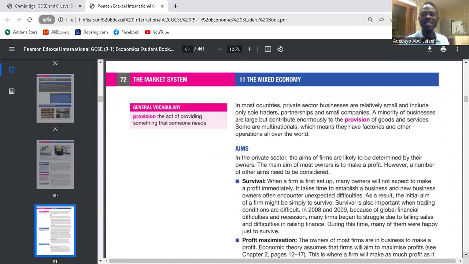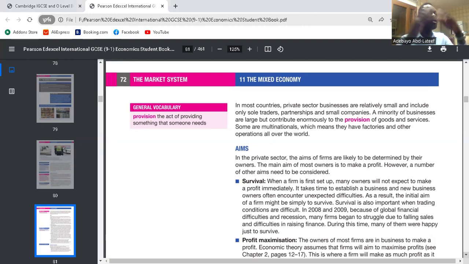So in most countries, private sector businesses are relatively small and include only sole traders, partnerships and small companies. The minority of businesses are large but contribute enormously to the provision of goods and services. Some are multinationals, which means they have factories and other operations all over the world. Most countries, especially developing countries, don't have large businesses. They have small businesses that are still in operation, but they are not that big. But for developed economies, you have multinationals. These multinationals contribute so much to the economy also: employment, output, and so on.